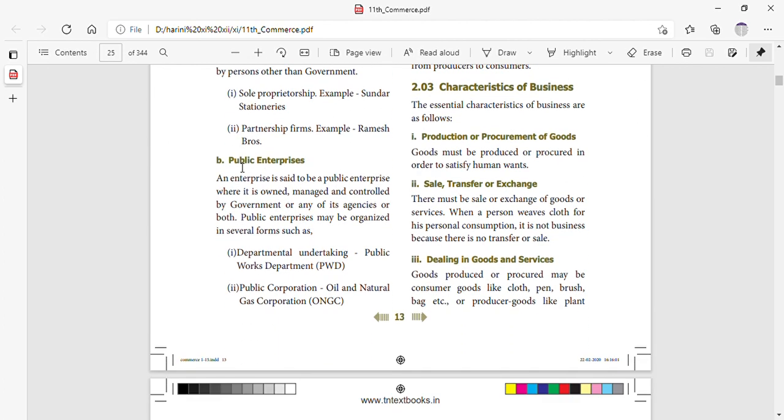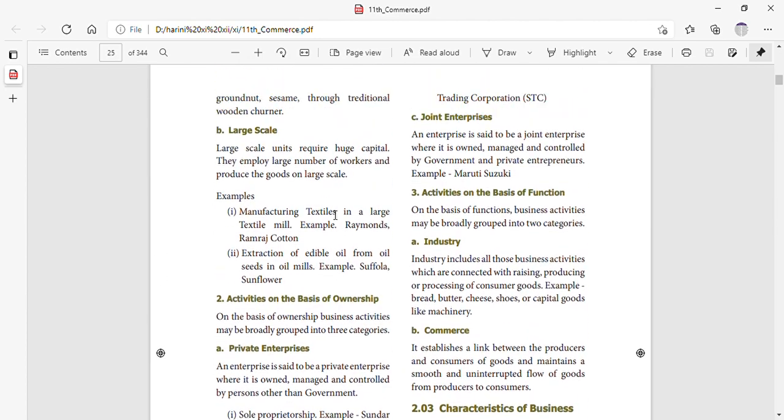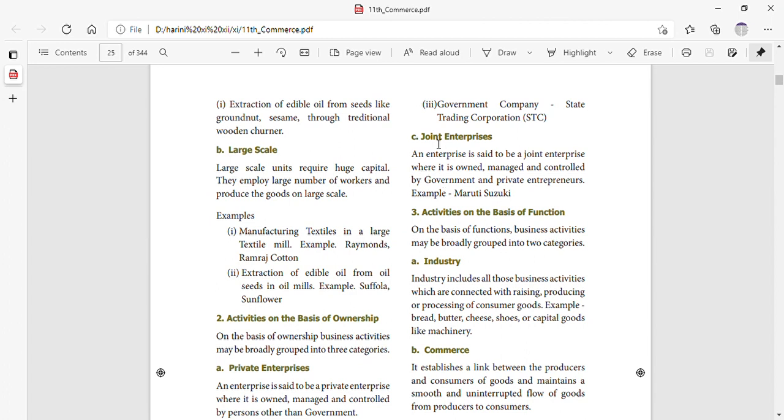So what is a public enterprise? A public enterprise is run by the government. As far as the Oil and Natural Gas Corporation is concerned, it is publicly owned. It is owned by the Indian government. Some are joint enterprises, where government and private entrepreneurs join. So Maruti Suzuki is a joint enterprise between the government and a private entrepreneur.